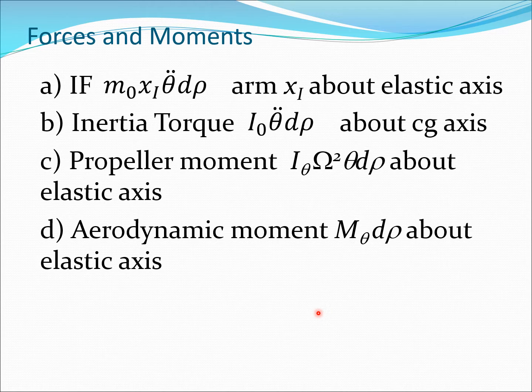So again, to summarize this particular fact which we discussed in the previous slide, we have a force and the arm is x_I. There is a torque, that is I0 theta double dot d rho about the CG axis. There is a propeller moment around the EA, and there is an aerodynamic moment M_theta d rho around EA again. So we are going to take these forces and write the equation of motion.